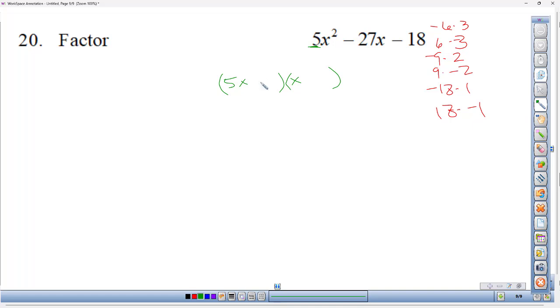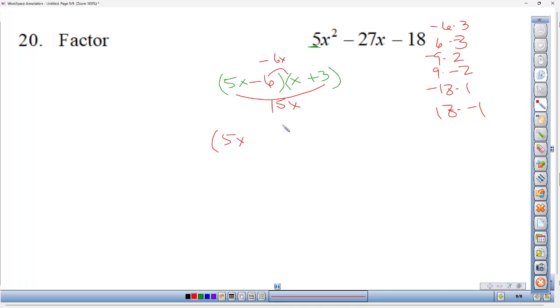Do you realize I'm kind of working this out in my head? Maybe you have practiced enough at this to do it too. So let's just use our first one, +3 and -6, all right? Those will make 5x squared, they'll multiply to -18. What will we get in the middle? This would be -6x, and this would be +15x. Do those add up to -27x? No. So our first guess checked out not to be the one.